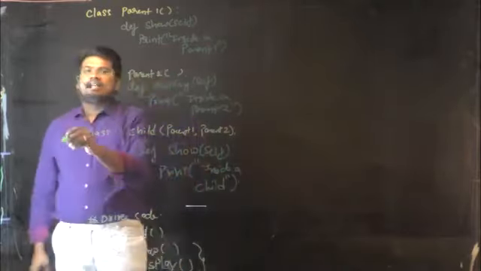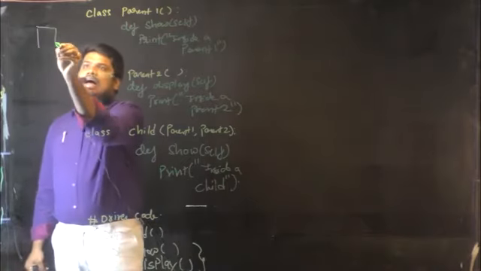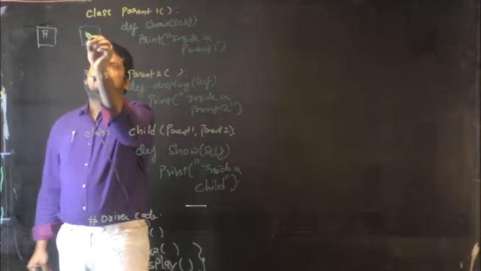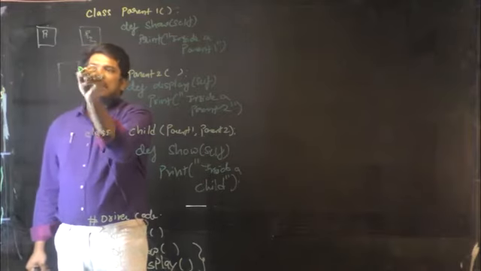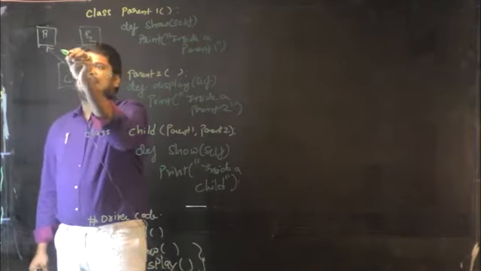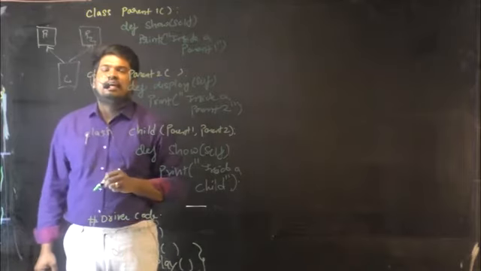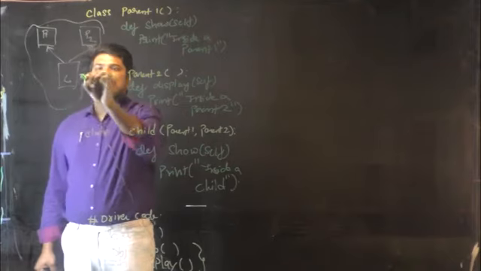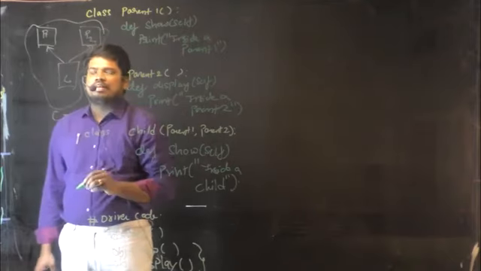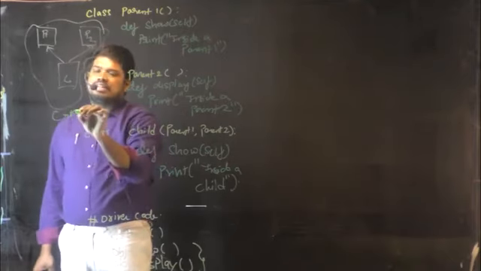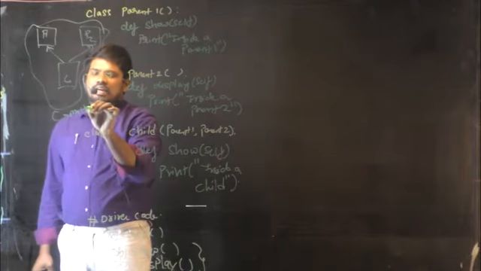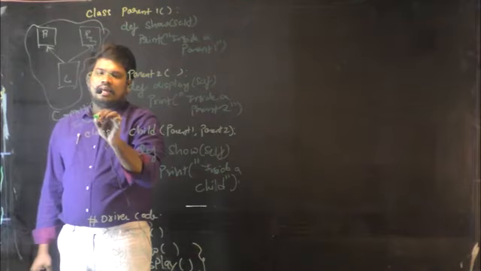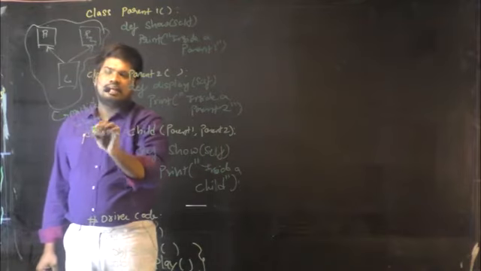So observe carefully, the hierarchical diagram here is I am having parent 1, and I am having parent 2, and I am having a child. This child is inheriting the properties from parent 1 and parent 2, and this type of diagrammatical representation we call multiple inheritance. This is multiple inheritance.